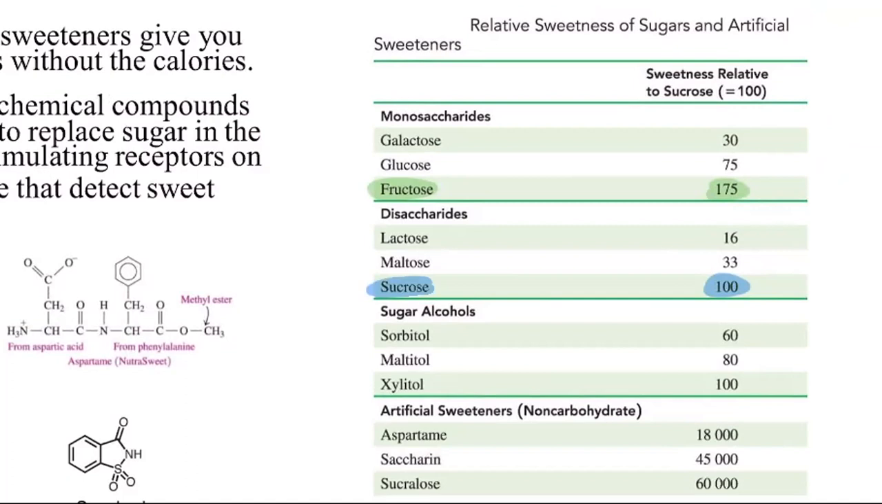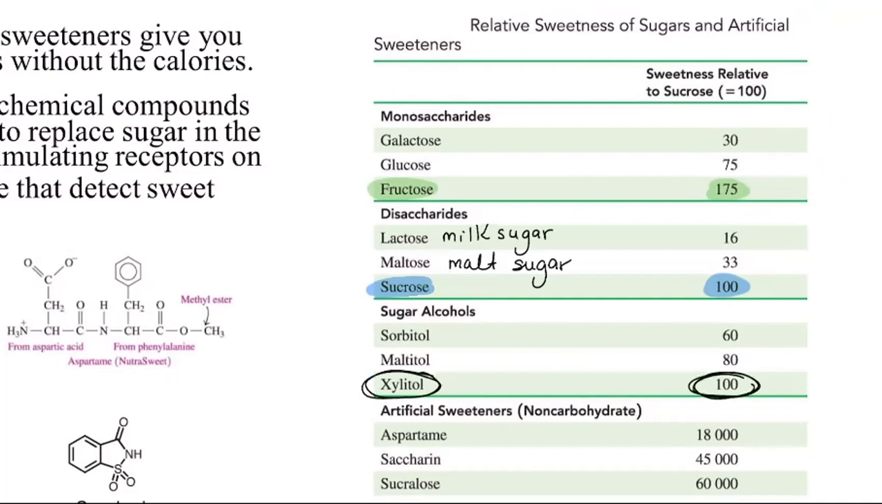Then we're going to talk about their structures in a moment, but lactose, which is milk sugar, or maltose, which is malt sugar, they're not even as sweet as table sugar. When it comes to the sugar alcohols, understand that xylitol is the only one that is as sweet as table sugar, okay? Because xylitol also has a value of 100.